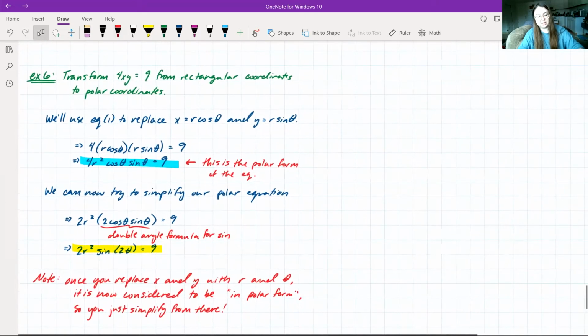Same thing goes with the other direction. If you're going from polar coordinates to rectangular coordinates, it is in the different form as soon as you don't have whatever values correspond to that form. So in this case, when we had 4xy is equal to 9, as soon as we replaced x and y's with r's and theta, it's now in polar form. We just simplified. Same thing for our last problem. We started with r and theta. Once we replaced r and theta with x and y, that was then in rectangular form, and you just want to simplify as much as possible or put it into a better form, like using our standard form with the equation of a circle.